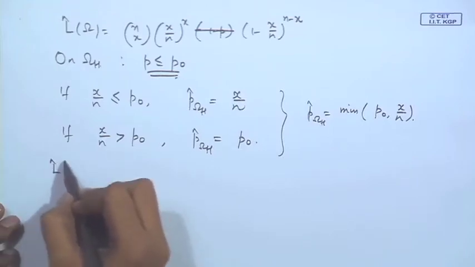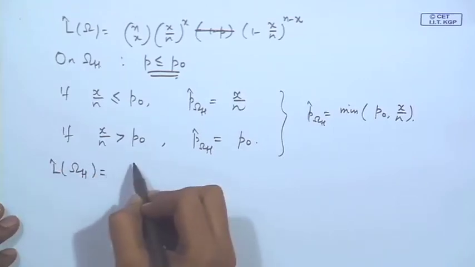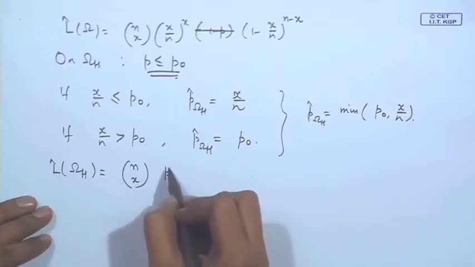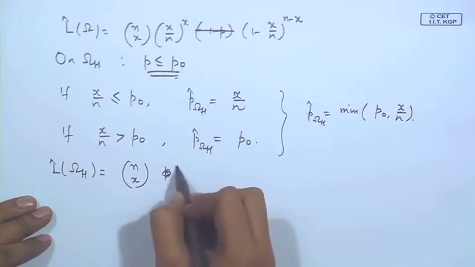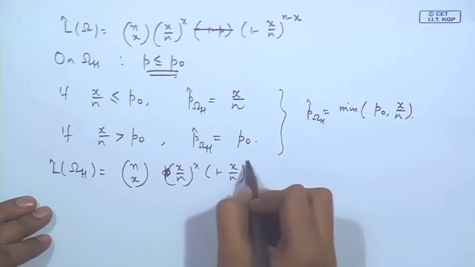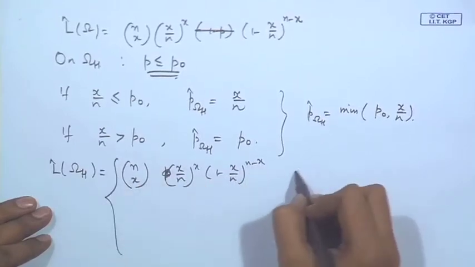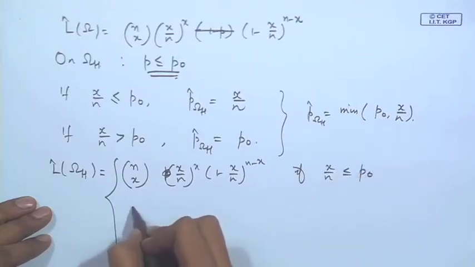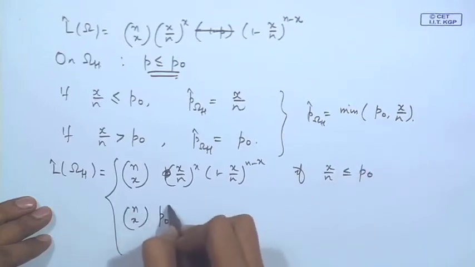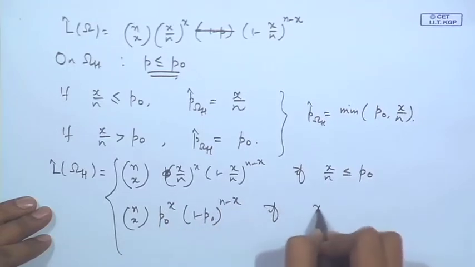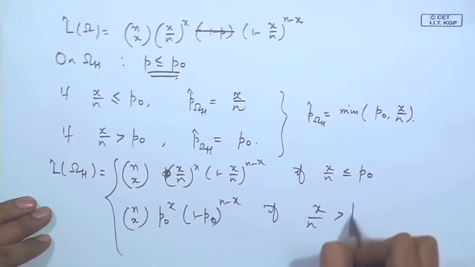So, L hat omega H is equal to nCx (x by n) to the power x (1 minus x by n) to the power n minus x, if x by n is less than or equal to p naught, and it is equal to nCx p naught to the power x (1 minus p naught) to the power n minus x, if x by n is greater than p naught.